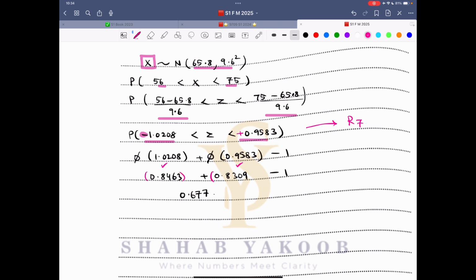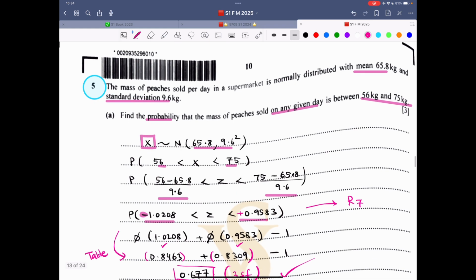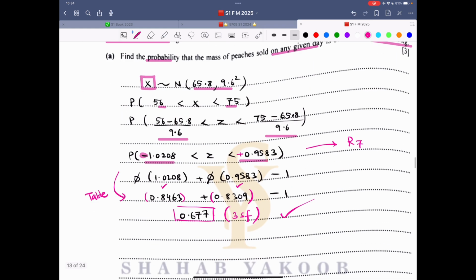This is the probability from the table. Of course, you have to go to the table and then add, subtract 1. This is the answer, correct to 3 significant figures. Of course, this cannot be fractions. It has to be decimals.